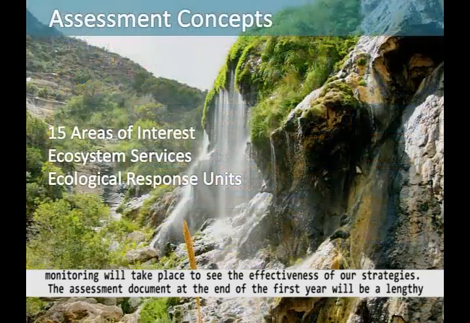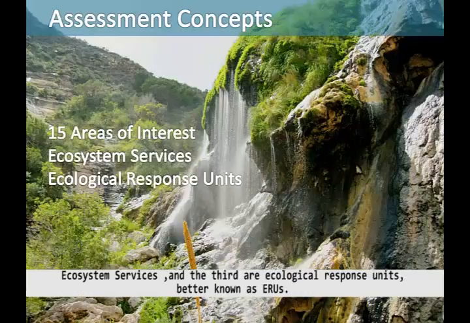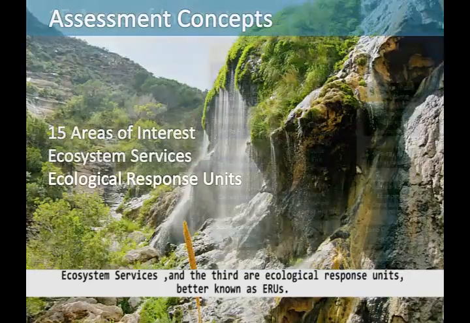The assessment document at the end of the first year will be a lengthy document. Within this document, there are some key terms which need to be understood. There are 3 of them. The first one is 15 areas of interest. The second is ecosystem services. And the third is ecological response units, better known as ERUs.